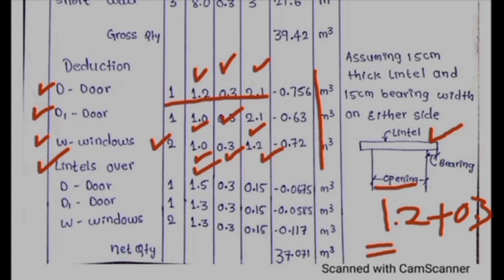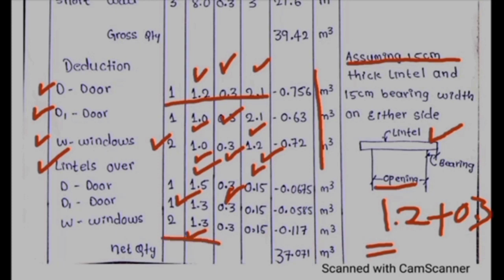D1 length is 1 meter. Add 0.3 meter, that will become 1.3 meter, and window length is also 1 meter, so that will also become 1.3 meter. Width is also 0.3 meter. And in the question they have not given the thickness of the lintel. So assume 15 centimeter is the height of the lintel. 0.15 meter is the lintel height.